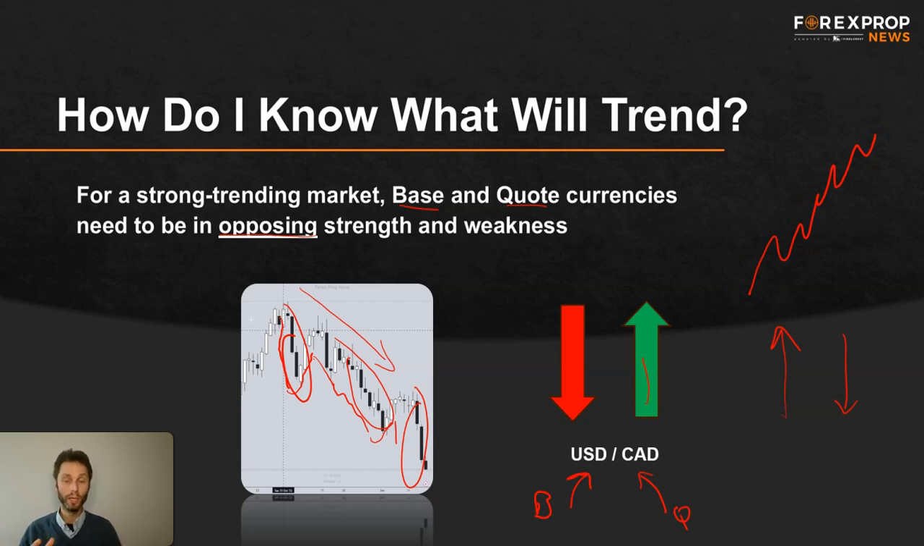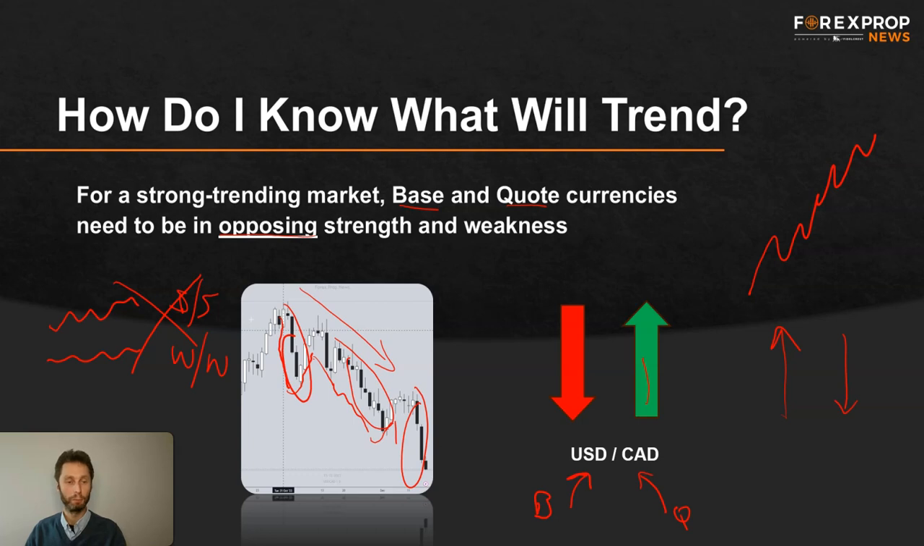So that's how we pick the best trending markets. We want to see opposing strength and weakness. If both are strong, you will likely get a ranging market. If both are weak, you will also likely get a ranging market. So this is what we don't want.